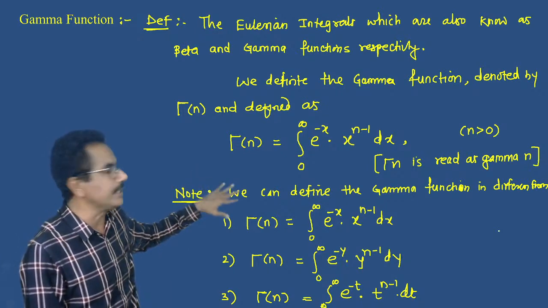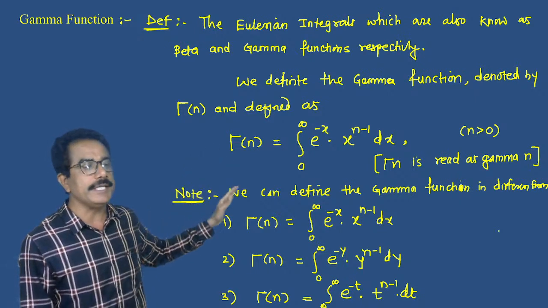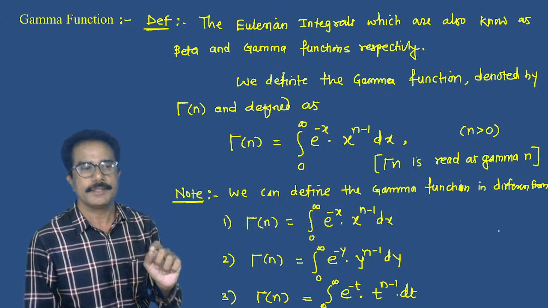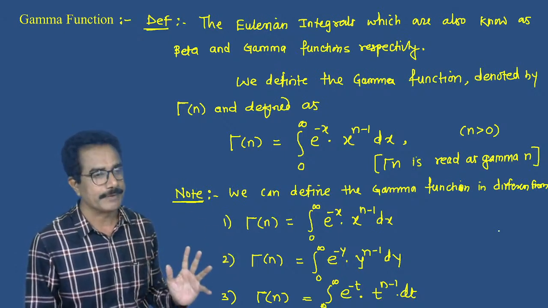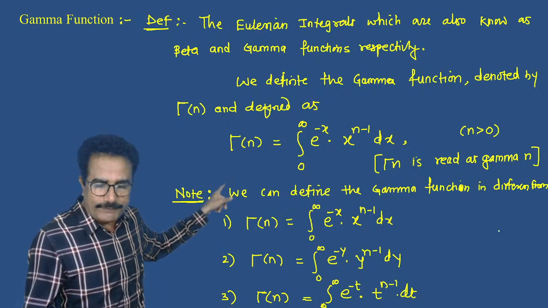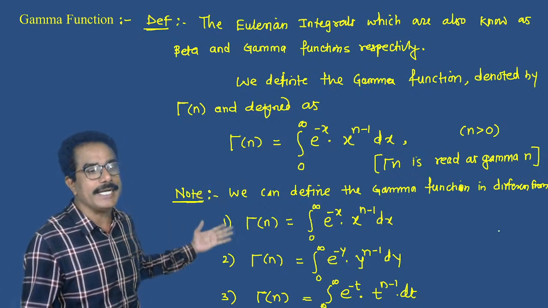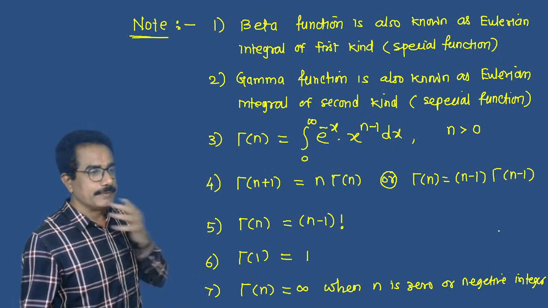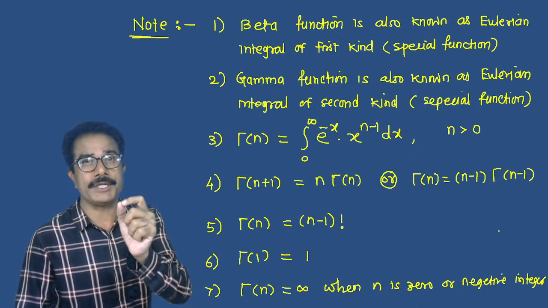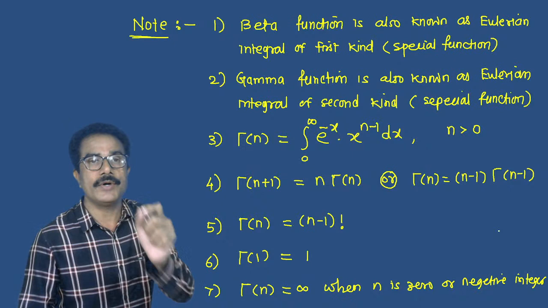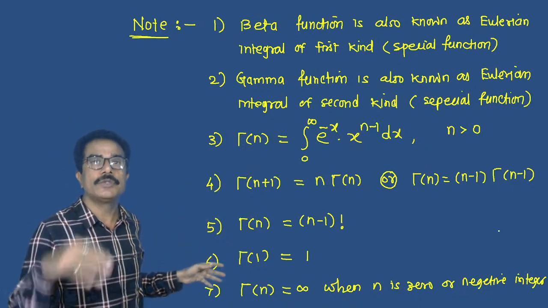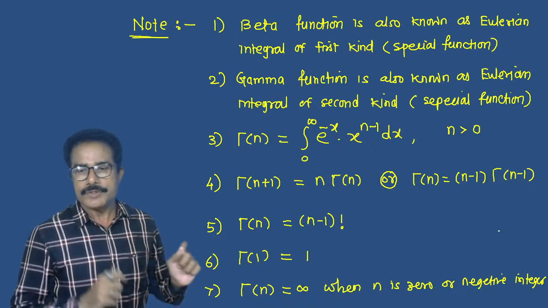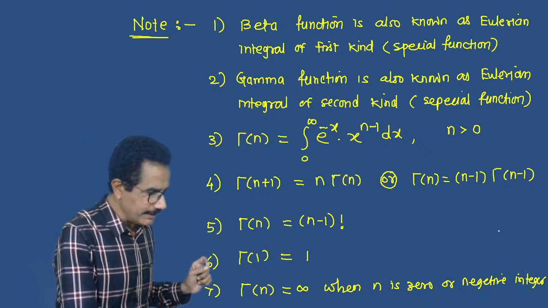Gamma of n is equal to the integral from 0 to infinity of e raised to minus x into x raised to n minus 1 dx. This is the gamma function, gamma of n. So you must know the definition of the gamma function. We can write it in the form of x, or in the form of y. Also, there are some basic properties you must know, because we need these properties to find the Laplace transformation of some typical functions.